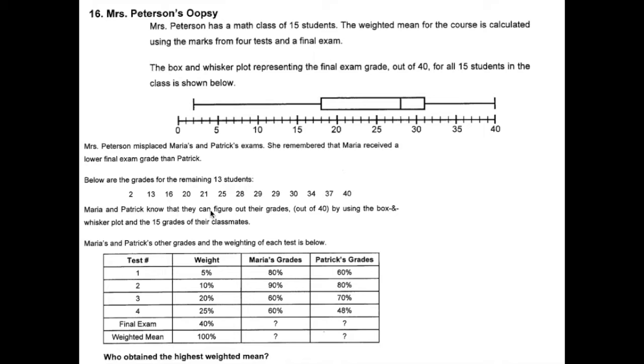Maria and Patrick know that they can figure out their grades out of 40 by using the box and whisker plot and the 15 grades of their classmates. We know the median is going to be 28, and quartile 1 is going to be 18, and quartile 3 is going to be 31. We do have a 28, right? We have a median.